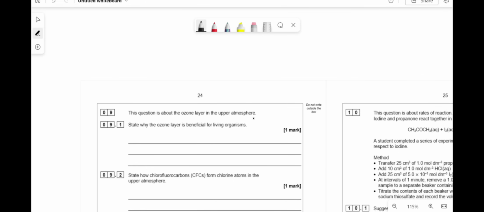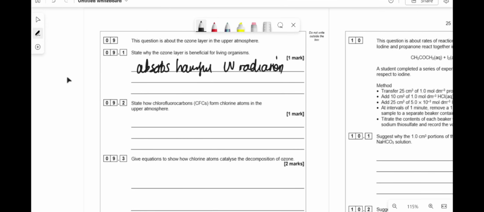This question is about the ozone layer in the upper atmosphere. Suggest why the ozone layer is beneficial for living organisms. It absorbs harmful UV radiation, or ultraviolet radiation.